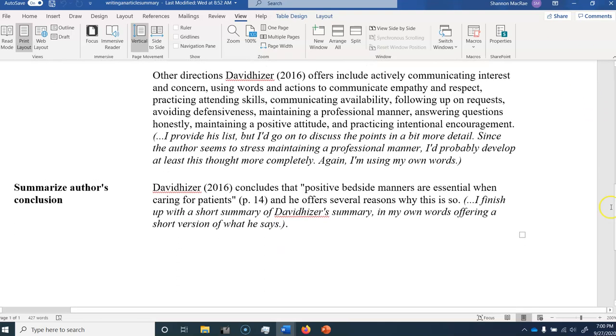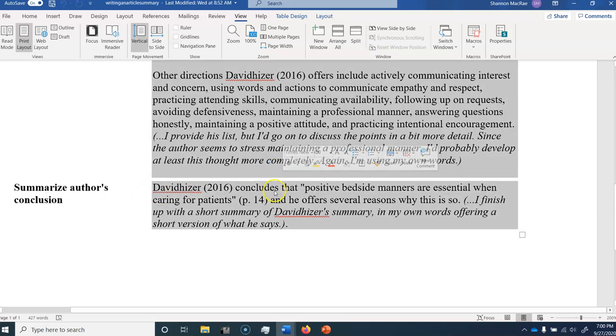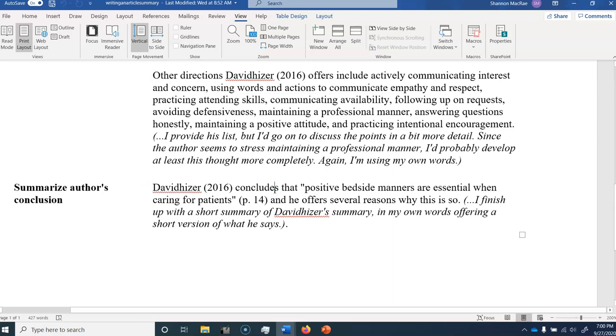The final part of the summary paragraph is a conclusion where you, the writer, are going to summarize the author's conclusions. A nice way to do it is to use the verb "concludes," so that the person who's reading your summary realizes that this is how the original author closed off the article or closed off the chapter. So David Azar concludes that, quote, positive bedside manners are essential when caring for patients, and he offers several reasons why this is so. So finish up with a short summary of David Azar's own summary, in my own words, offering a short version of what he says.